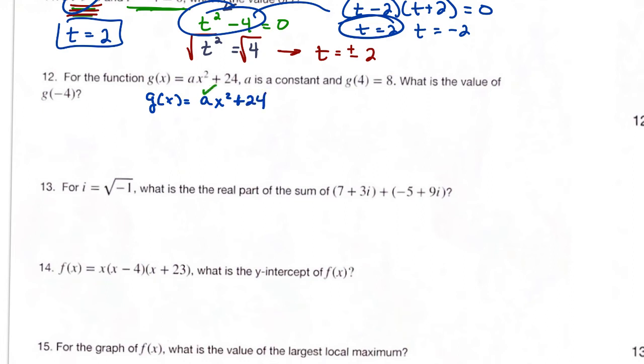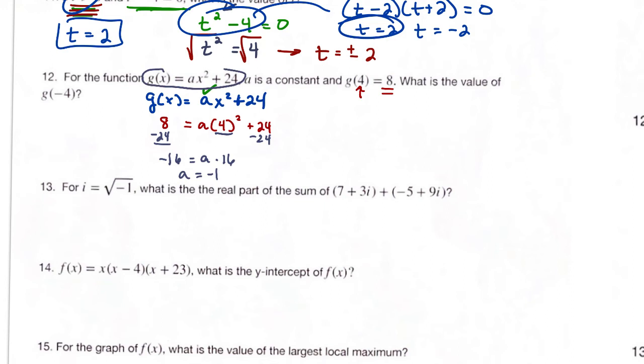We know everything in this equation except for that a value. And so let's go ahead and plug in when x is 4. The function has to equal 8. And so we'll just solve this real quick. Subtract 24, subtract 24. Negative 16 equals a times 4 squared, which is 16. So a is negative 1.